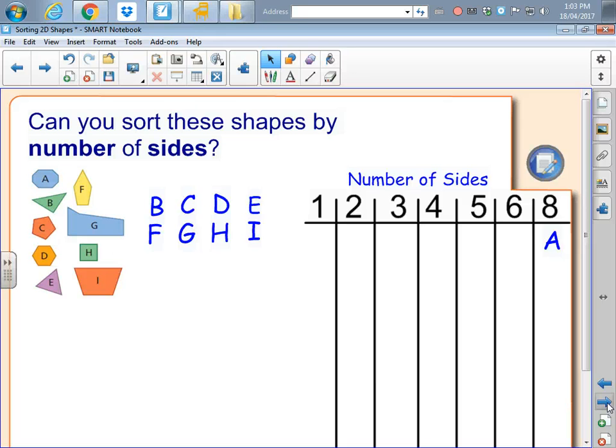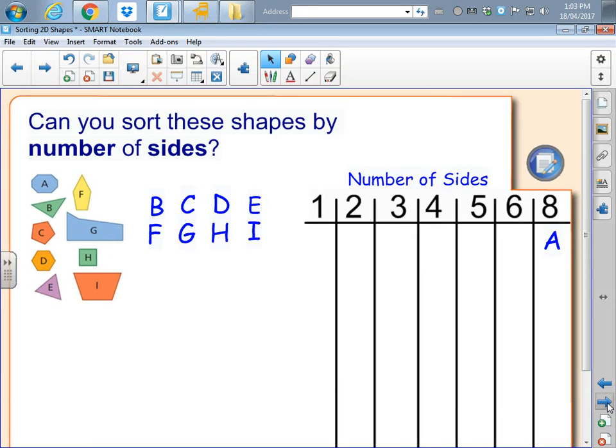Okay, so we are going to move the shape letter into the chart. So shape A, this is shape A, it has 8 sides. So we're going to move A to the column B.